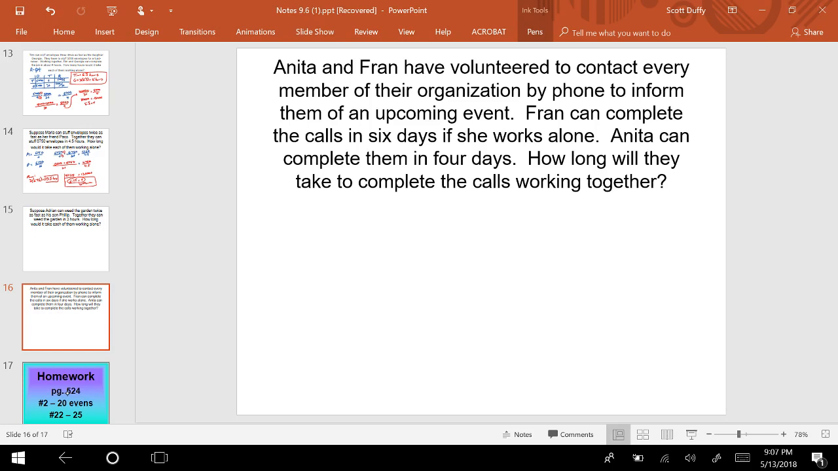Alright, so this is another one, but it's kind of the opposite of what we just did. Before, we didn't know how long it took them individually, so we had to figure this out. And we did know how long it took them to work together. And now this time, we're trying to figure out how long they take to work together, while we already know what their alone times would be.